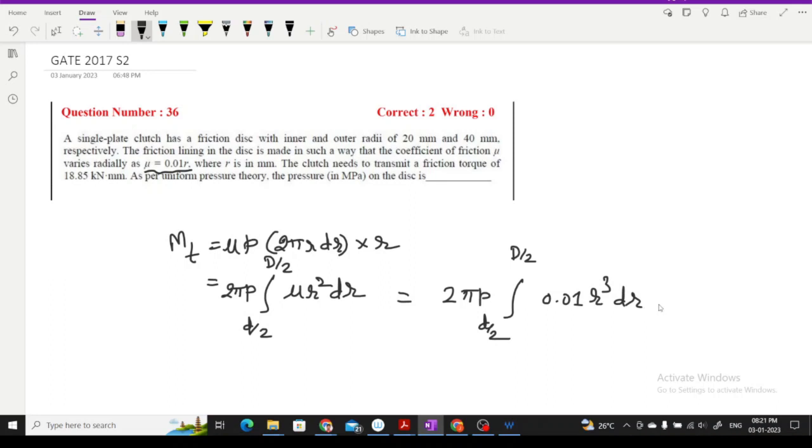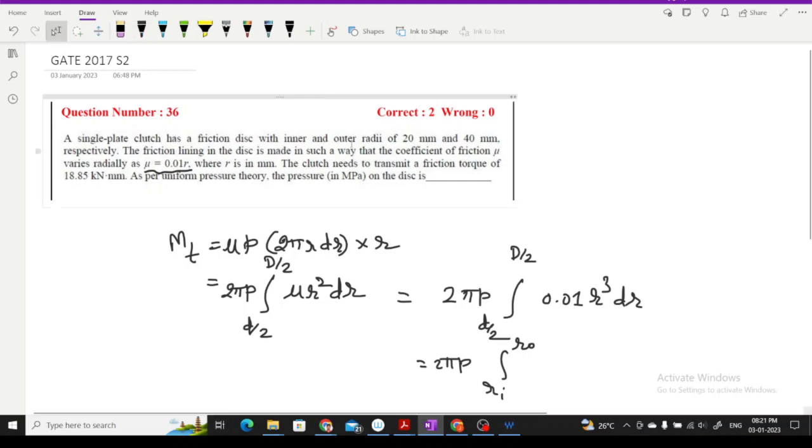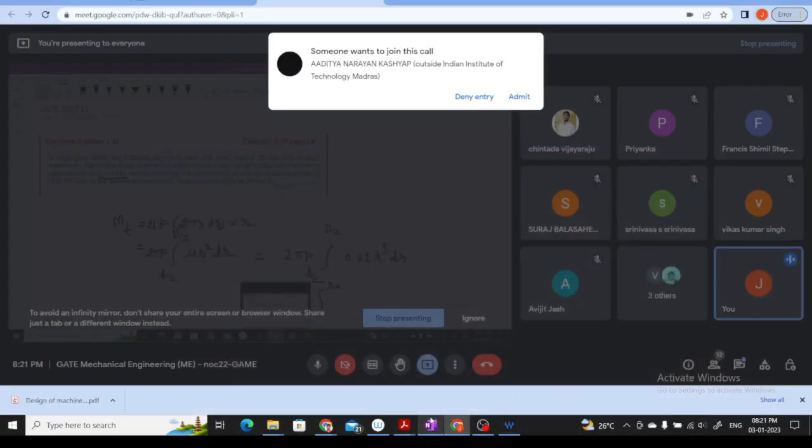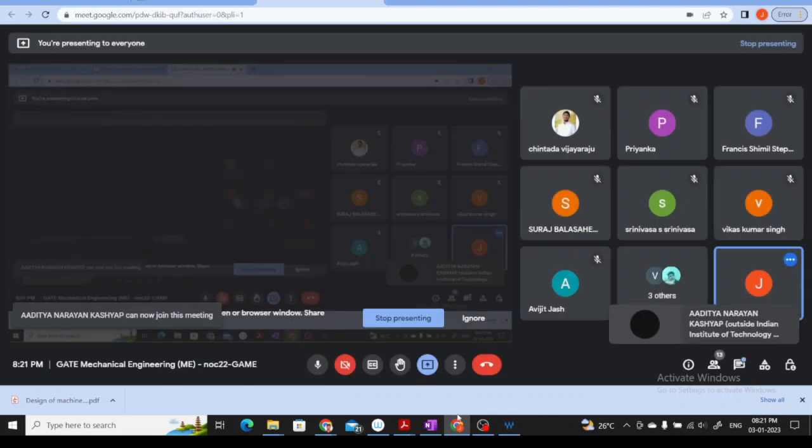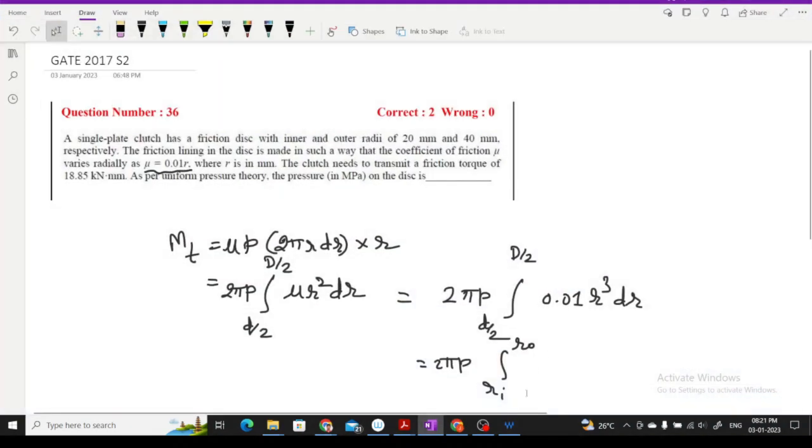Yes or no? Yes, sir. So this is how we will get this 2 pi p. We can write r_i and r_o here in place of small d by 2 and capital D by 2, because in your problem statement what is given is radius only, right? Inner and outer radius.